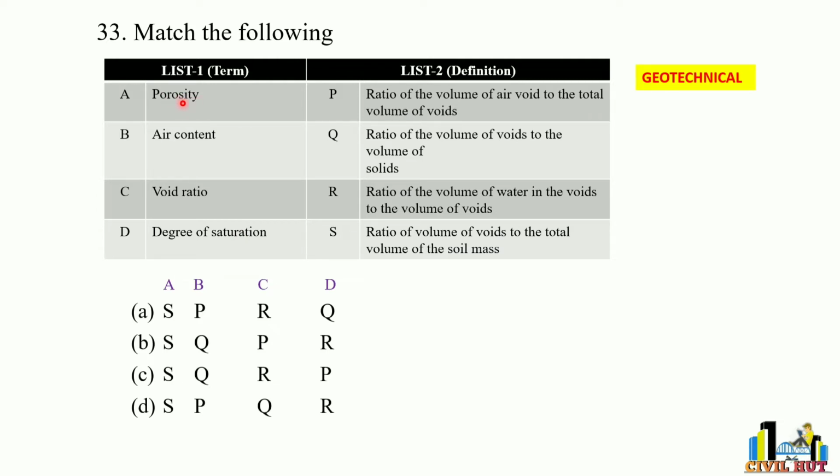Matching, we can see the matching. Porosity matches with the ratio of volume of voids to the total volume of soil mass. A, yes. B, air content, the ratio of volume of air voids to total volume of voids. B matches with P. Next one is the void ratio, the ratio of volume of voids to the volume of solids. This is Q. Degree of saturation is the ratio of volume of water in the voids to volume of voids. This is option D, the correct answer.